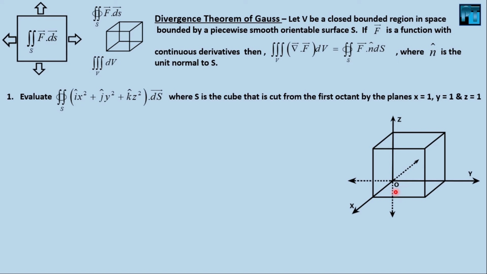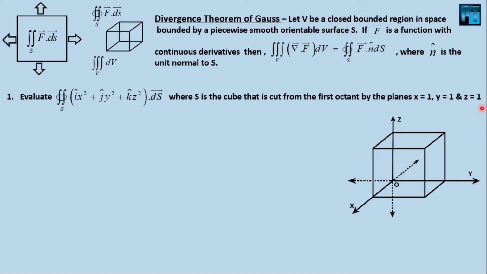This is the first octant, this is the second octant, this is the third, this is the fourth, and 5, 6, 7 and 8 are given below. But we are dealing with the first octant. So in this cube, everything is positive. And what is the value of these edges? 1, because x equals 1, y equals 1, z equals 1.